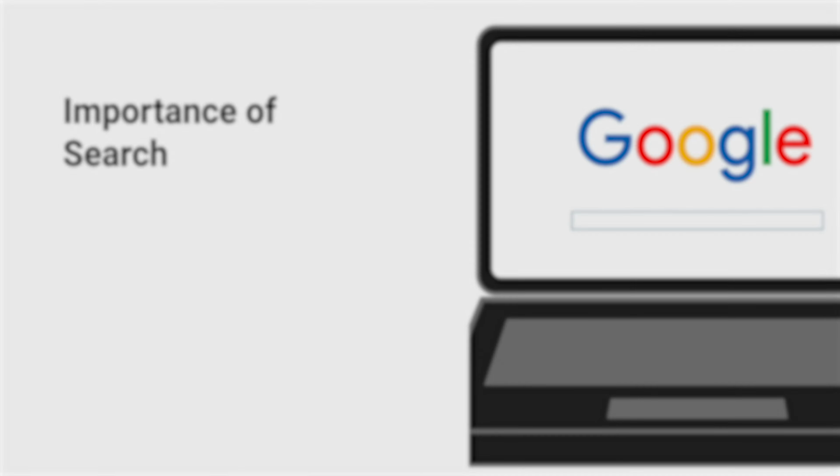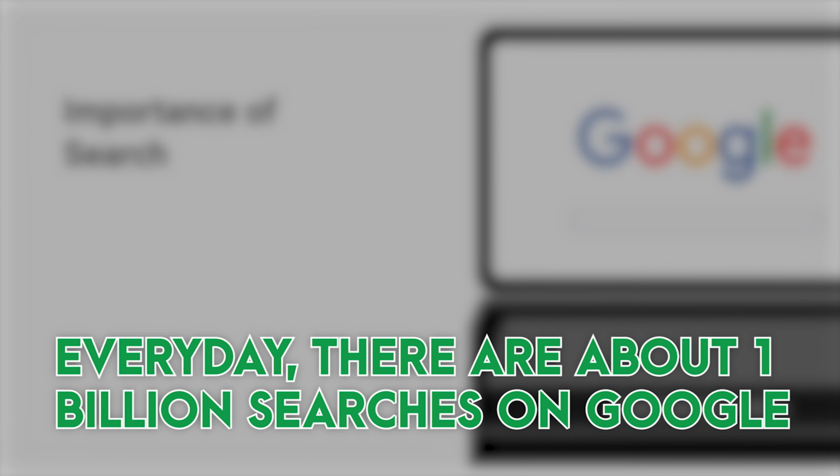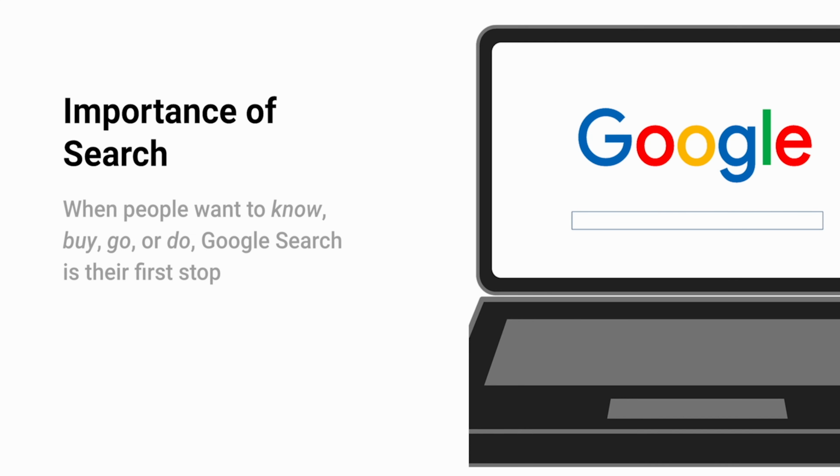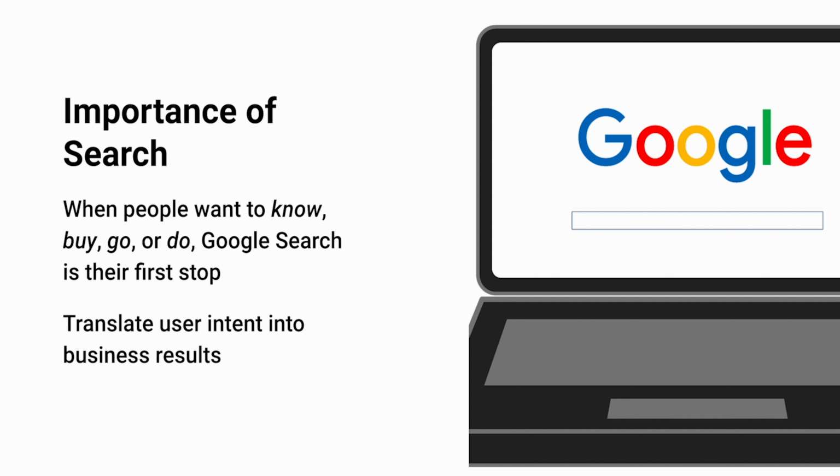Importance of search. Every day, there are about 1 billion searches made on Google search. Everywhere, people are searching for information. Whenever they want to know something or to buy something or to go somewhere or to do something, Google search is always their first stop. Google's mission is to organize all of this available information and make it accessible for everyone at the right time. Among that, this provides a very good opportunity for people to convert those intentions into profitable businesses. Hence, translate the user intent into a business result.